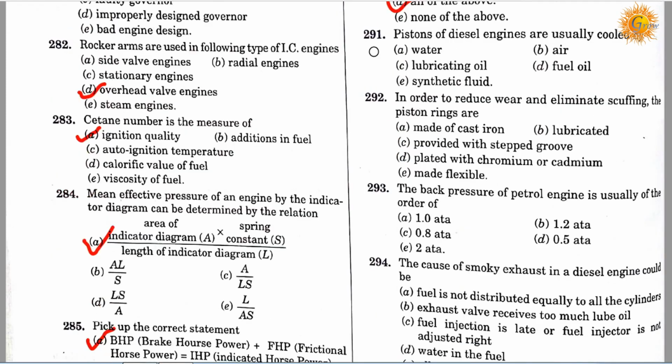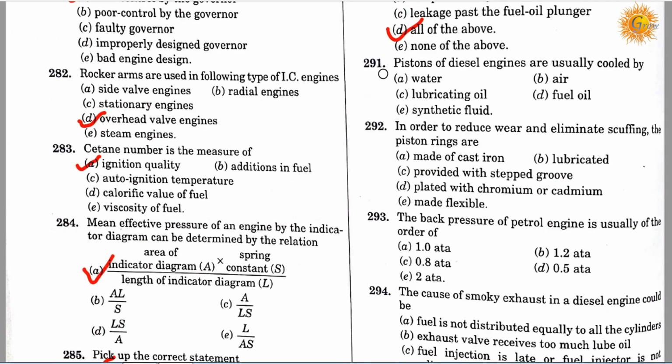Question number 291. Pistons of diesel engines are usually cooled by: option A, water; option B, air; option C, lubricating oil; option D, fuel oil; option E, a synthetic fluid. Correct answer is C. It's by the lubricating oil.